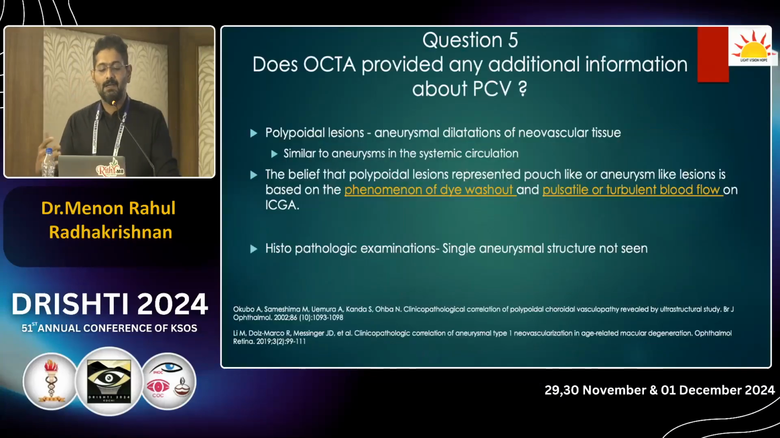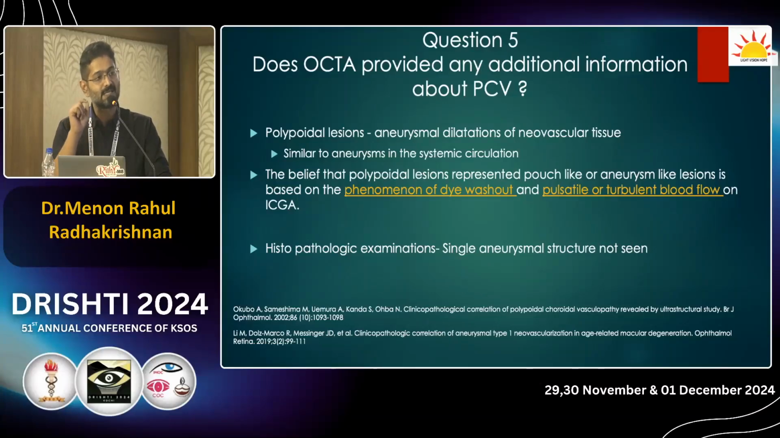Now, does OCTA provide any additional information about PCV? When we talk about polyps, we all consider the polypoidal lesions to be aneurysmal dilatation of the neovascular tissue, which is very similar to the aneurysms that we find in systemic circulation. This belief is on the basis that on ICG, we see the phenomenon of dye washout and pulsatile or turbulent blood flow. But surprisingly, on histopathological examination, most of these PCV cases did not show a single aneurysmal structure.